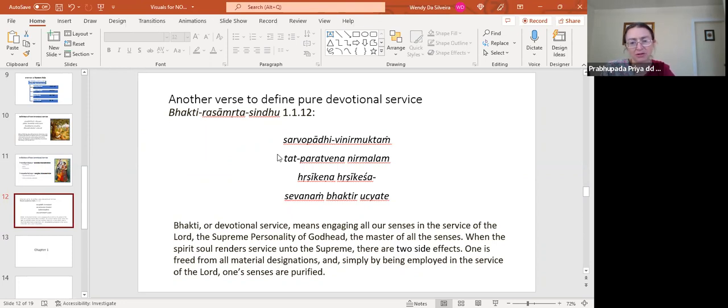When the spirit soul renders service to the Supreme, there are two side effects. One is freed from all material designations, and simply by being employed in the service of the Lord, one's senses become purified. So this verse is explaining basic bhakti. It's not Uttama Bhakti. He says, sevanam bhaktir ucyate, that this is called bhakti. Bhakti just means engaging your senses in the service of the Lord.